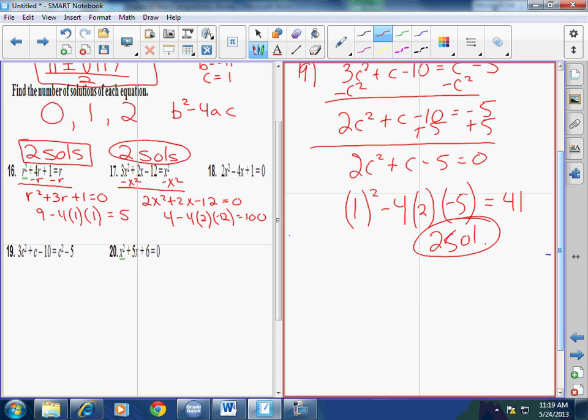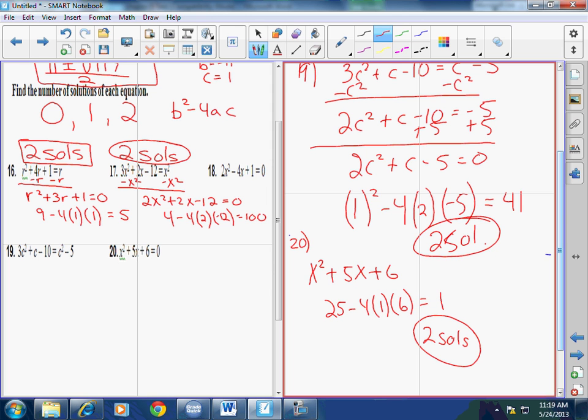And then last but not least, this is 20, x squared plus 5x plus 6. B squared is 25 minus 4 times A times C. That's 25 minus 24, which is 1. That's greater than 0. Guys, they were all 2 solutions.